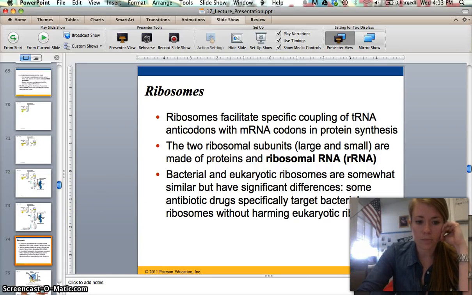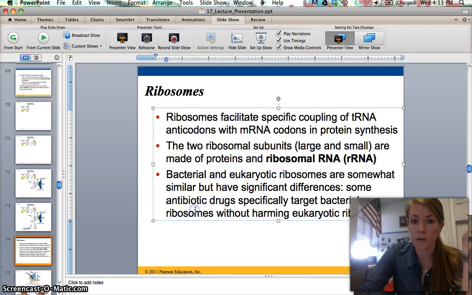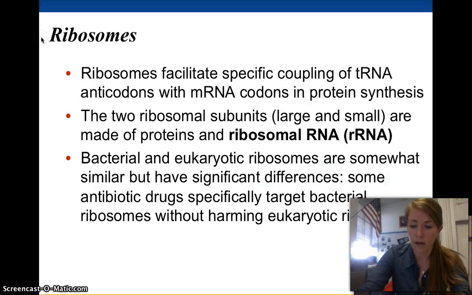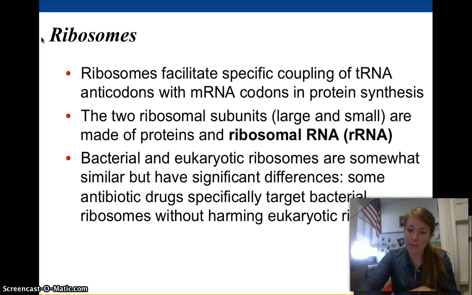So ribosomes are where this happens, right? Where this translation actually happens. So they facilitate the binding of the tRNA anticodon with the mRNA codon as we're building our proteins. And it's important that we understand the structure of ribosomes while we're doing this. So ribosomes are made of two subunits, a large subunit and a small subunit. And they're made of proteins and ribosomal RNA, which we call rRNA. In eukaryotic cells, these are made in the nucleolus, if you remember the function of the nucleolus.